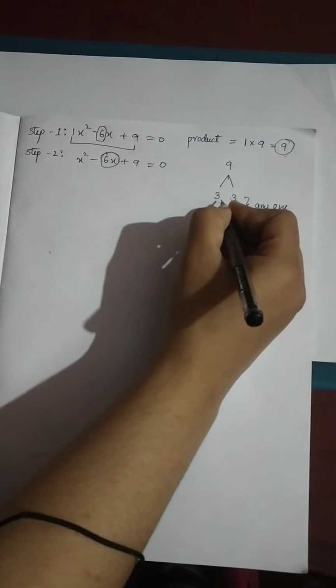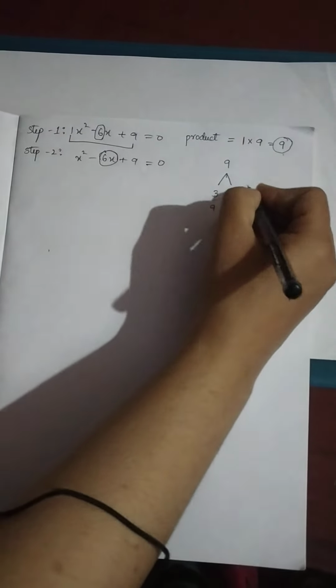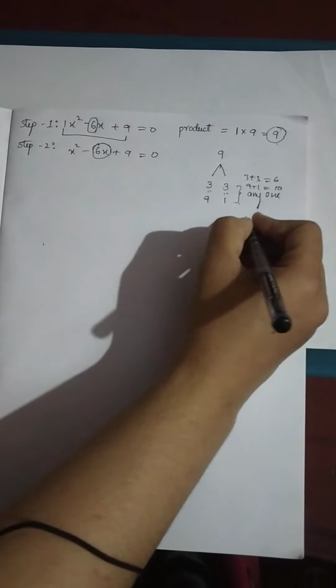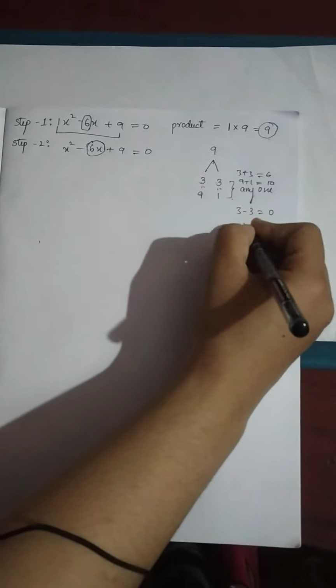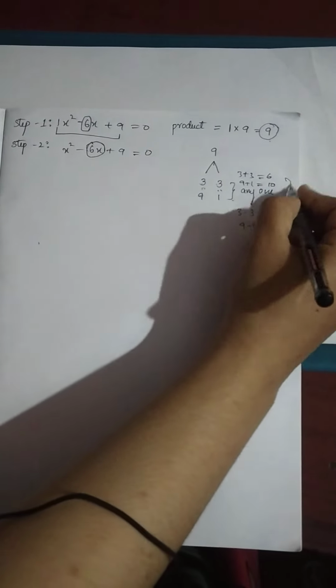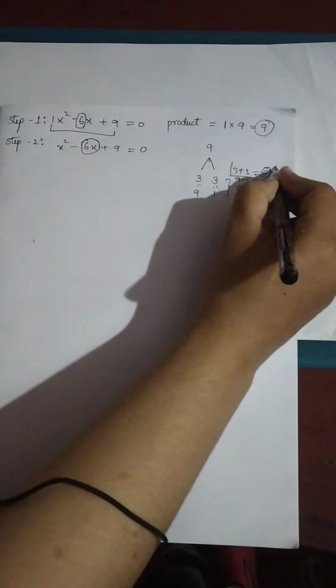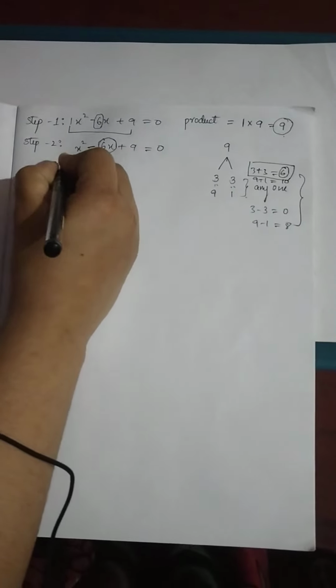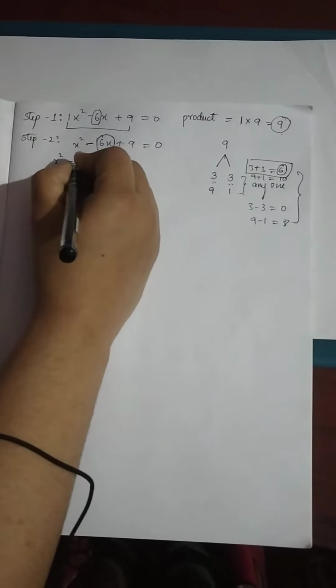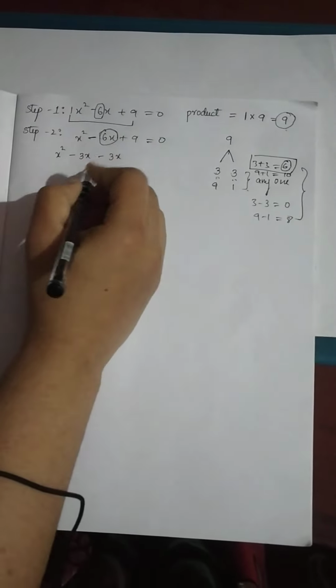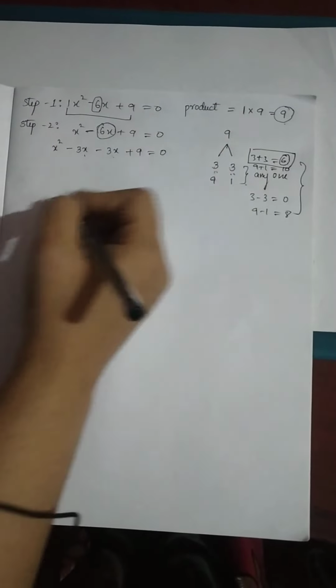If we add, 3 plus 3 becomes 6. If we add 9 plus 1, it becomes 10. If we subtract, 3 minus 3 is 0, and 9 minus 1 becomes 8. From these four combinations, we are getting 6 from here, right? One more thing: if you have a minus sign here, then you have to take both the numbers as minus. So we write minus 3x and minus 3x, x stays with both of them, plus 9 equals 0.